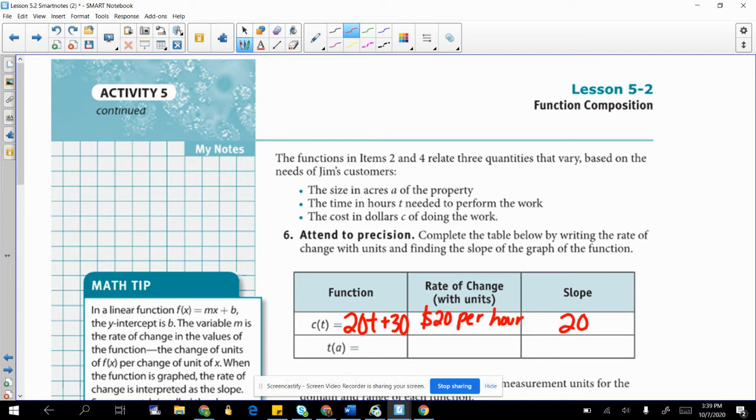Okay? All right, then our T of A function was equal to 4A. So obviously 4 would be our slope, with 0 being your y-intercept. And if we wanted to write that with the units, that would be 4 hours per A, which is acre.